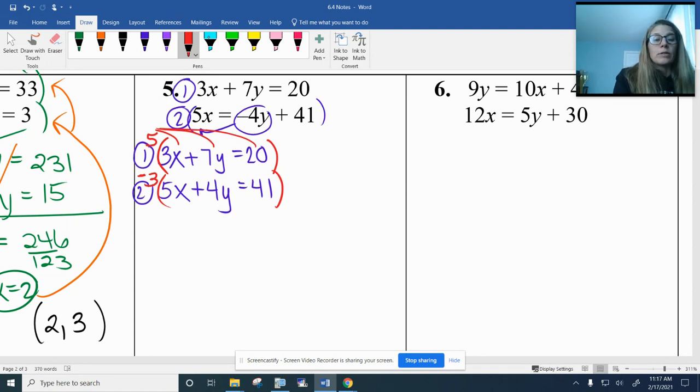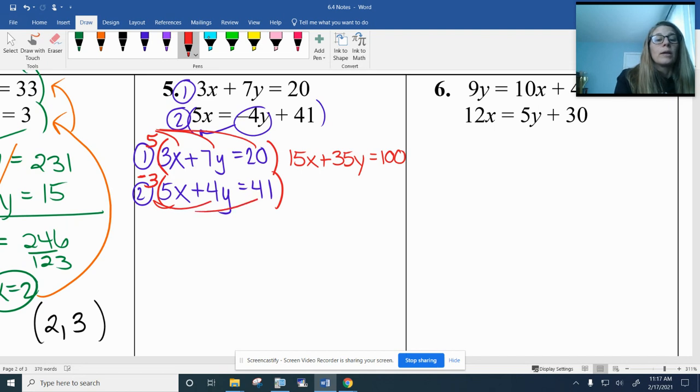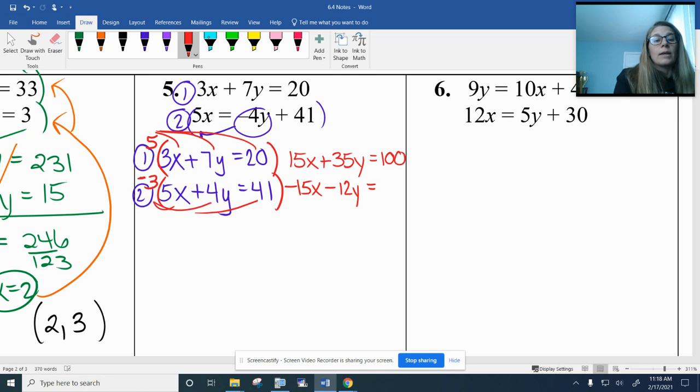So 5 times 3 is 15x. 5 times 7, 35y. 5 times 20 is 100. On the second row, negative 3 times 5 is negative 15x. Negative 3 times 4 is negative 12y. And negative 3 times 41 is 123, but it's going to be a negative 123.